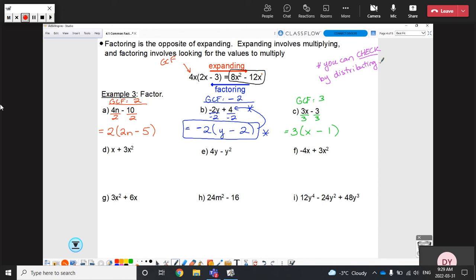Okay, the next 3 questions, they kind of ramp up a little bit here. I'm going to put in a 1 here, otherwise it messes me up. We have 1x plus 3x squared. What's our greatest common factor here? 1x, yes. So our GCF is 1x.